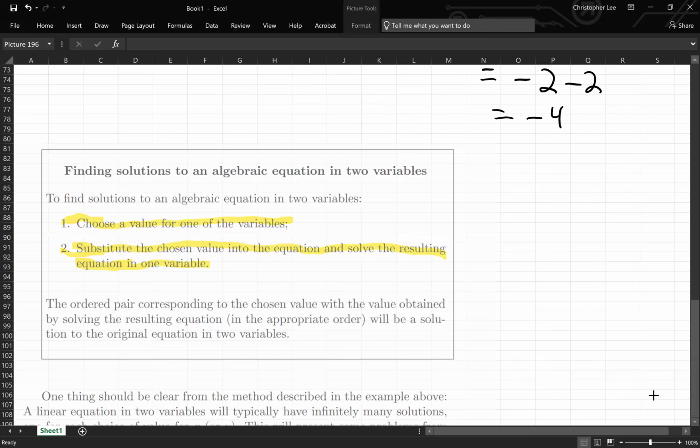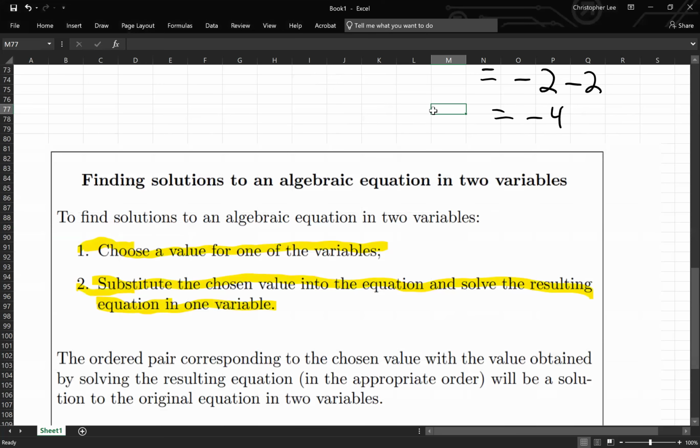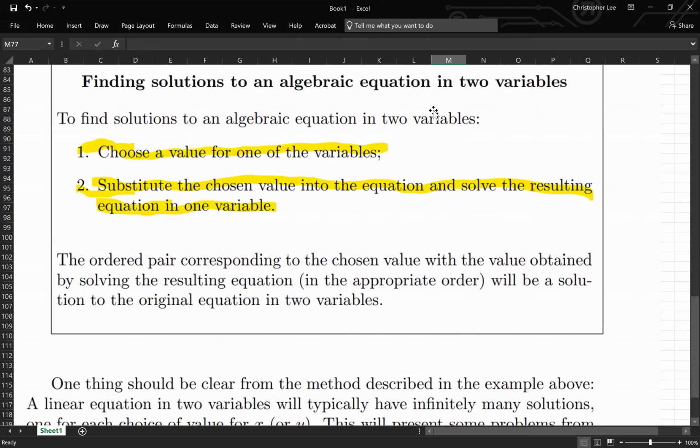Finding solutions to an algebraic equation in two variables. To find solutions, this is how you do it. Step one, choose a value for one of the variables. Step two, substitute that chosen value into the equation and solve the resulting equation in one variable. The ordered pair corresponding to the chosen value with the value obtained by solving the resultant equation, in an appropriate order, will be a solution to the original equation in two variables. That's the sauce right there.